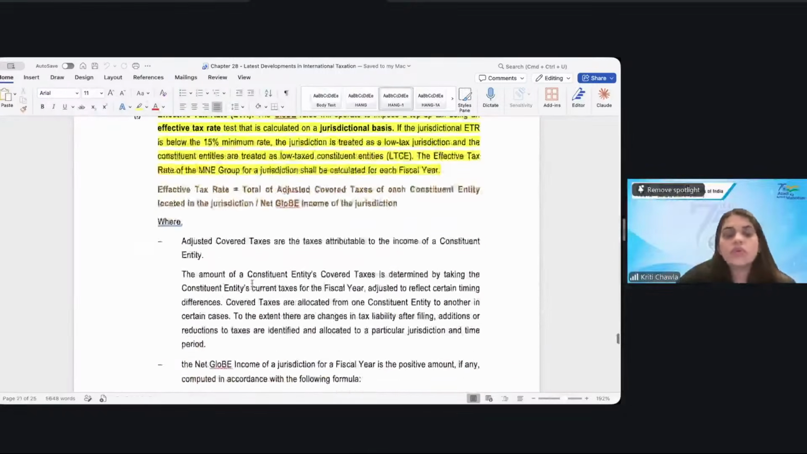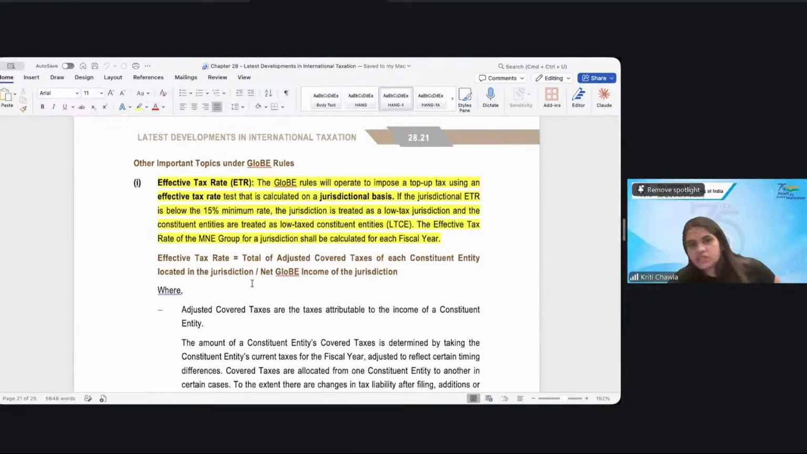Now, there are a few more topics that should be of relevance as far as globe rules are concerned. There is something called as the effective tax rate. I think this is what I've been saying all this while, but they've just defined it. So the globe rules will operate to impose a top-up tax using an effective tax rate, and it's going to be calculated on a jurisdictional basis.